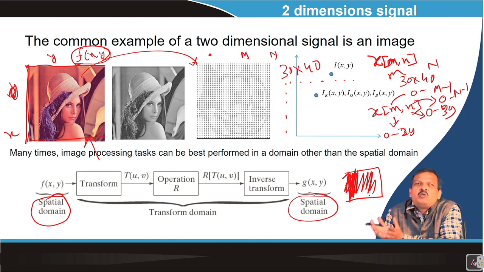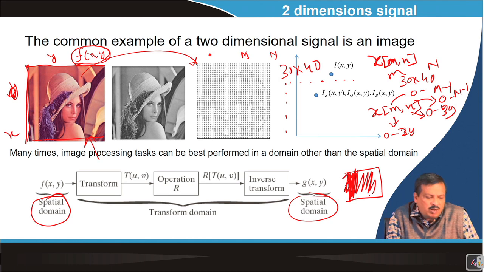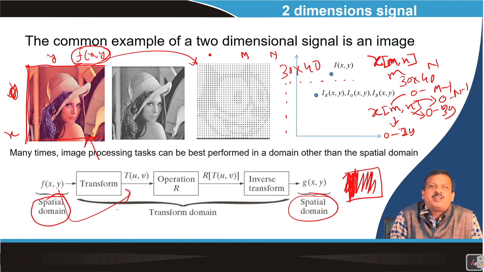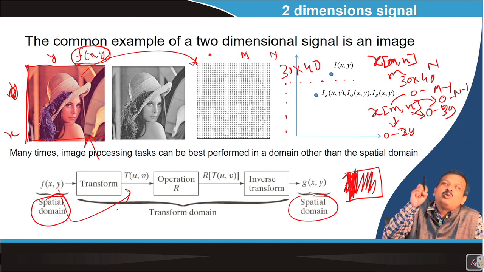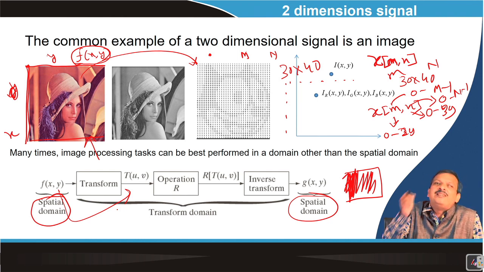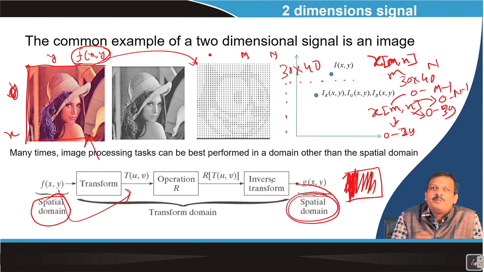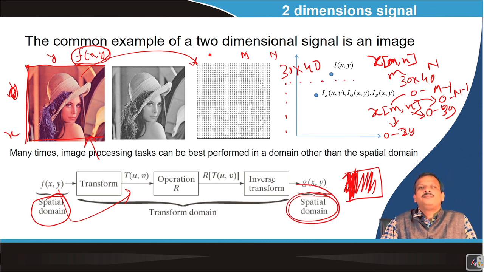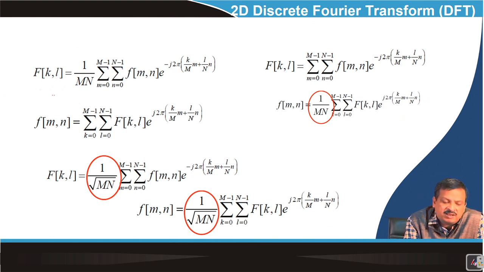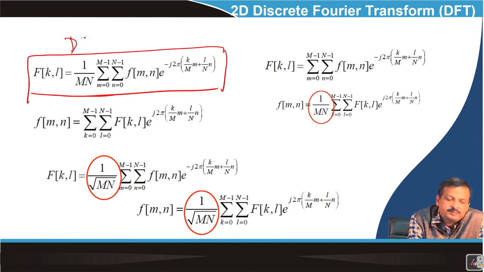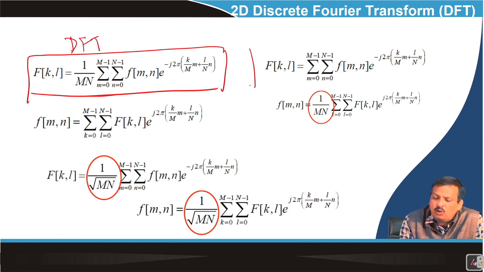So suppose I want to remove those high frequencies. I convert the image to a transform domain using two-dimensional discrete Fourier transform, then do some operation on it, and again take the inverse transform, and I get back the spatial domain image. So how do I do the two-dimensional discrete Fourier transform? The two-dimensional DFT is defined by this, or this, both you can write.